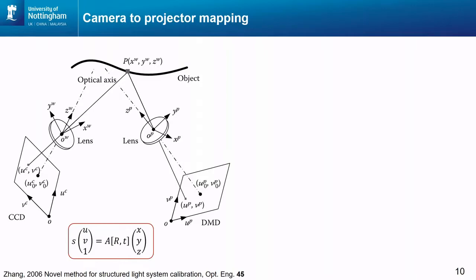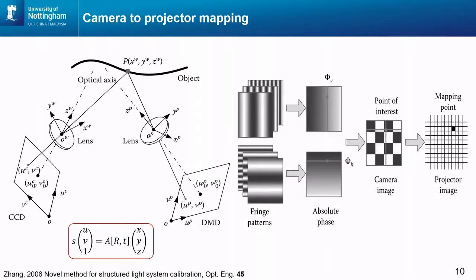But when it comes to the projector, it's difficult. We need some extra information in order to characterize the projector, and we encode that information in terms of phase. Imagine we are projecting a horizontal phase-shifted pattern. It corresponds to the phase map that is denoted by φV.